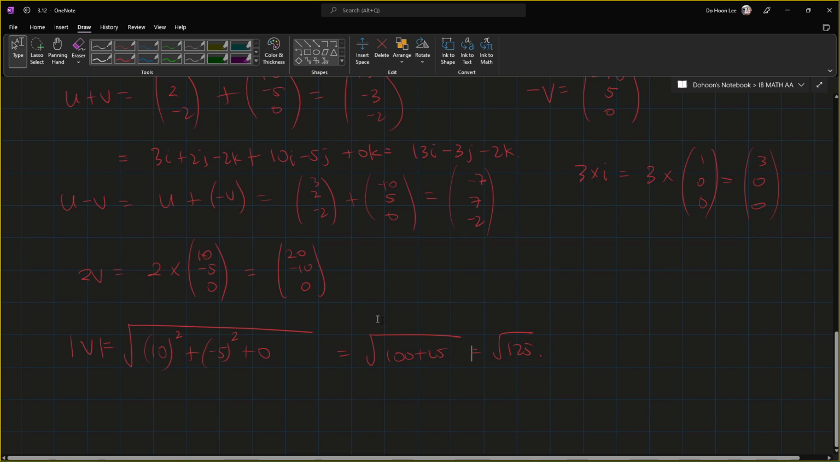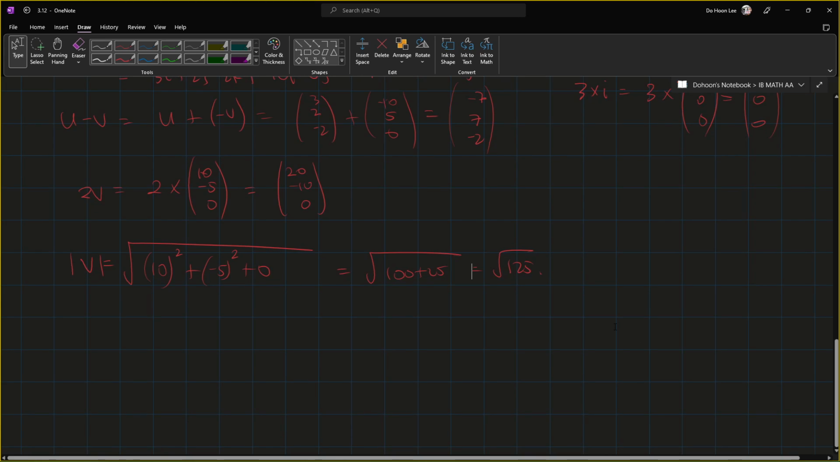Okay, so to find the unit vector, we need to multiply our v with a scalar value. We're going to multiply that by the reciprocal of our magnitude. So now this becomes 10, -5, 0 times 1 over the square root of 125. And let's do the same thing that we've done for 2v. This will become 10 over the square root of 125, -5 over the square root of 125, and 0.